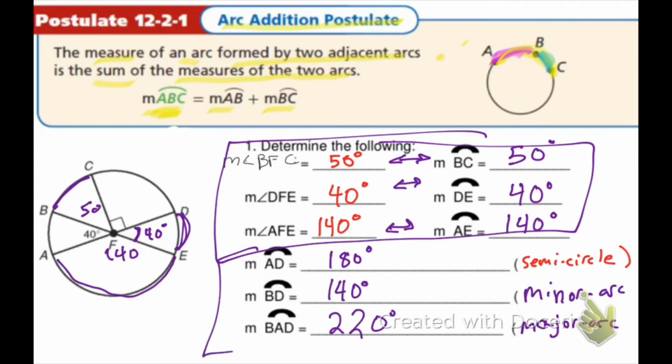Now these down here, obviously you have to use the arc addition postulate, add those central angles, which gives you the arc. Or you can find the arcs and add them together. So not too difficult, pretty straightforward, but just remember that the central angle and the arcs are equal.